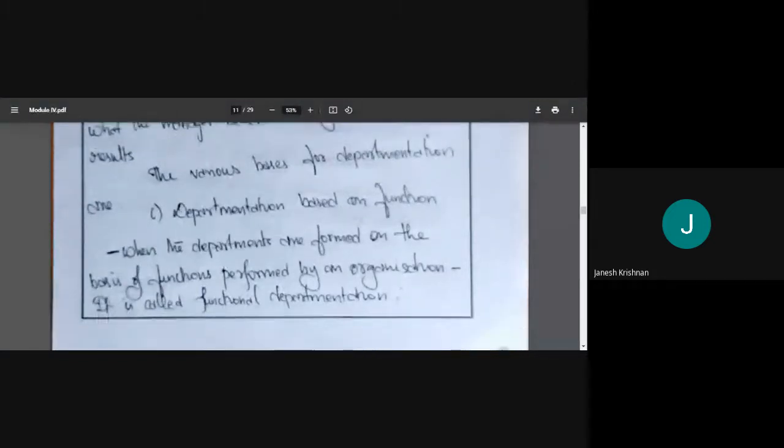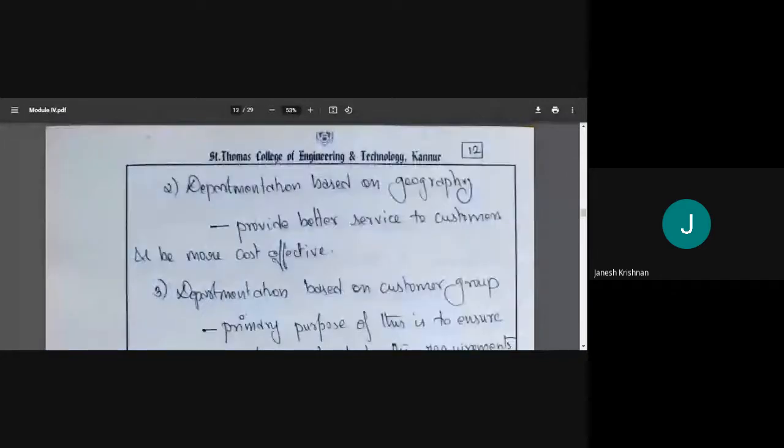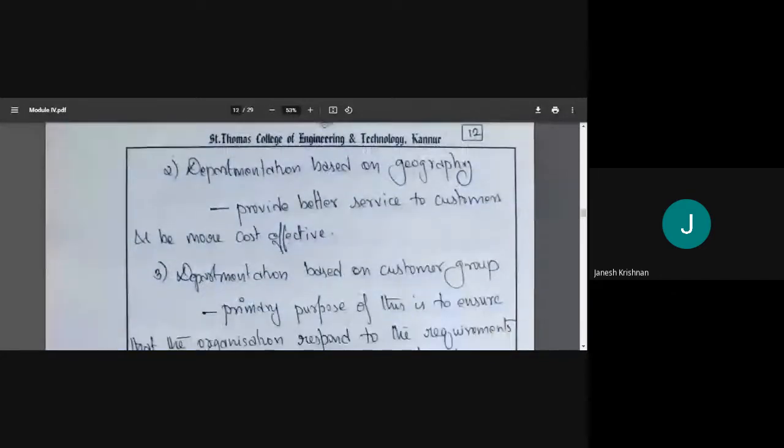Then based on geography. Geography provides better service to customers and is more cost effective. You might have heard, see, in a very big company, they will have a central zone.